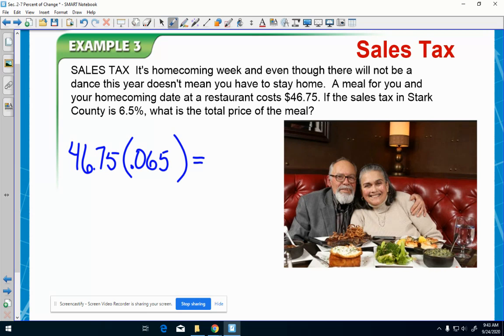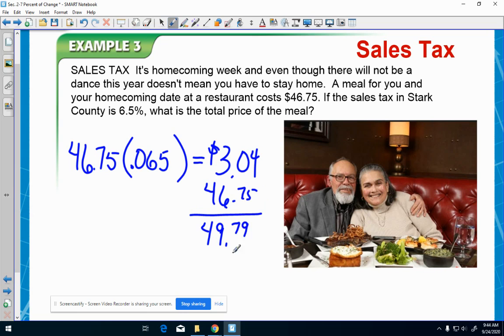Nobody has an answer to that. Kyle? $3.04. That's what I did originally. I gave you time to do that. You took that time as an opportunity to talk. Now, if that's your tax, what are you paying? Total bill is how much? Jacob, what do you got? Okay, so we take the 46.75, add those two together, and we're at 49.79.